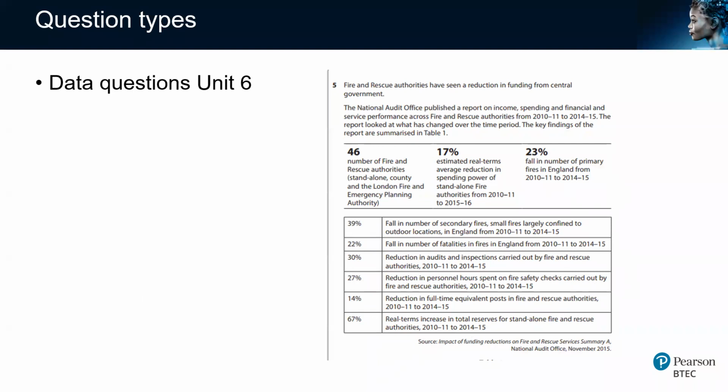If you look at this one, it's talking about reduction in funding. And so they might want to draw comment about the fact that even though there has been a 17% reduction in real-term funding of the fire authorities, there has still been a fall in the number of primary fires. So they're getting less money, but they are working more effectively with that money. That's the kind of thing that they're going to be asked. They won't be asked what's the difference between the estimate in real terms reduction in spending and the fall in number of fires. There'll be no mathematical calculation like that to do.